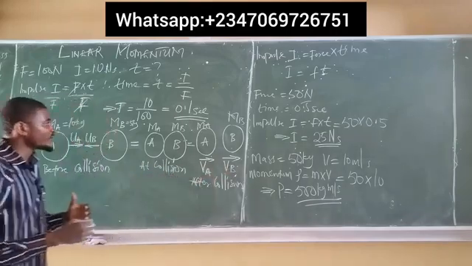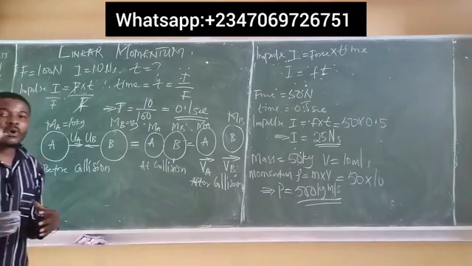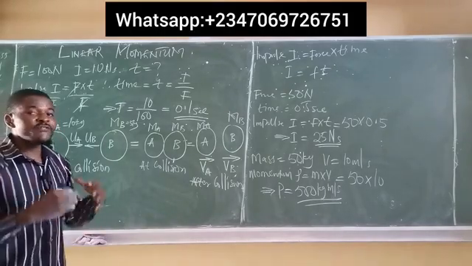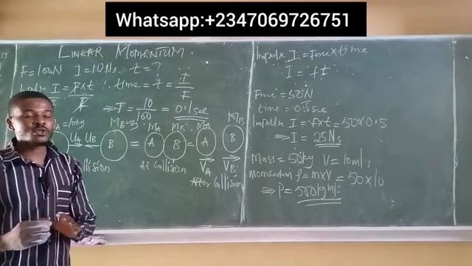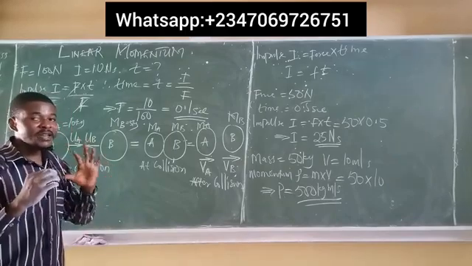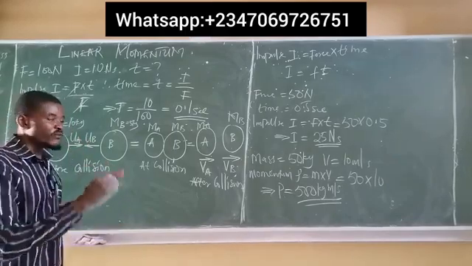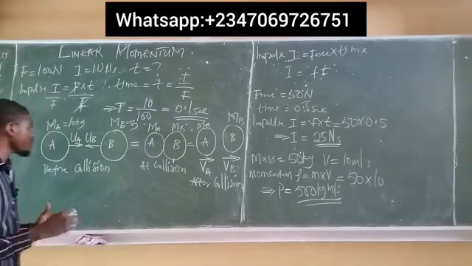Now, from the law of conservation of linear momentum, it simply says that the sum of the momentum before collision is equal to the sum of the momentum after collision. So notice that what happens at collision has been neglected. What we are paying attention to is momentum before collision and momentum after collision.